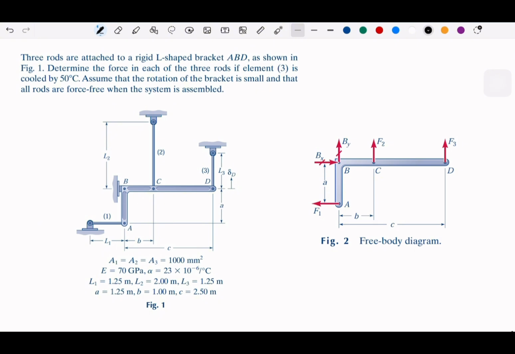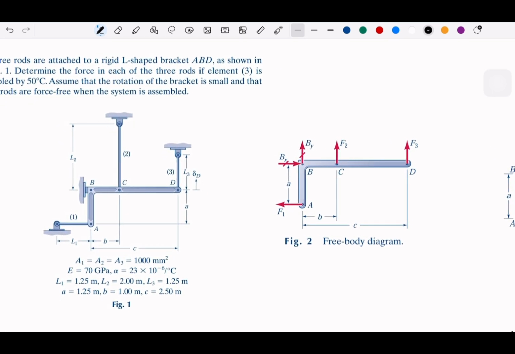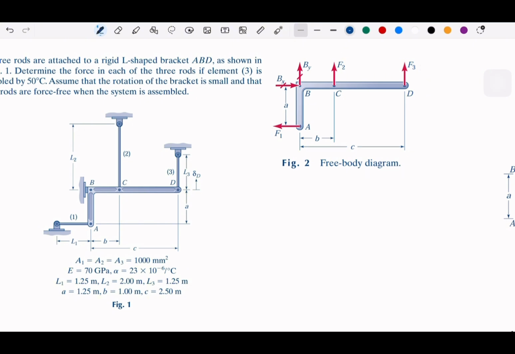So I think based on what we have, all the distances, if you see the picture, are included: a, b, c. So a is the distance from A to B, b is from B to C, and c is from B to D. You can start with the sigma F, but to get rid of the reaction force at B, we can take the moment. So let me write here. We can take the moment for this system from the perspective of B. So F1 a minus F2 b minus F3 c.